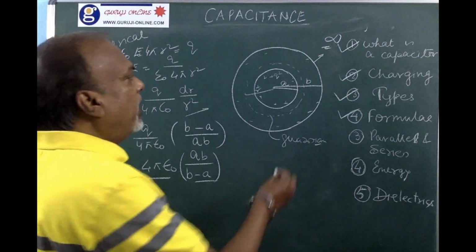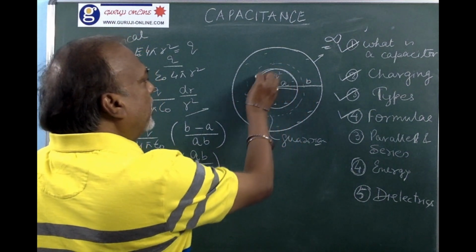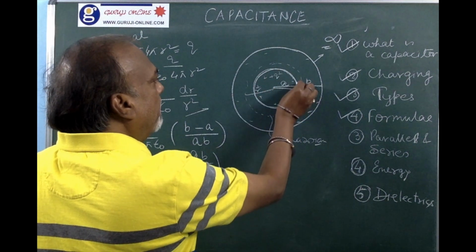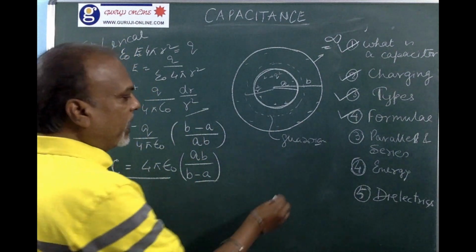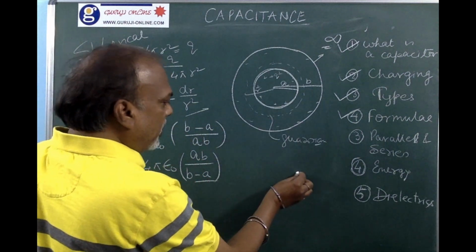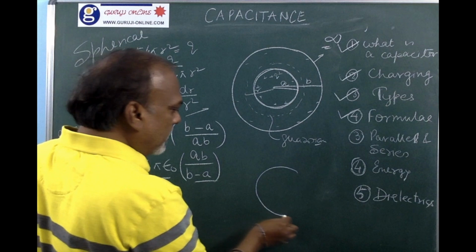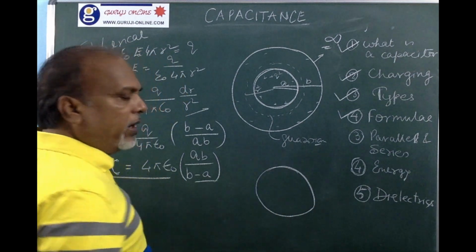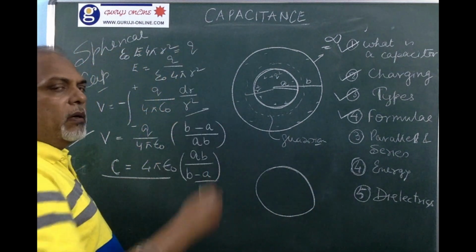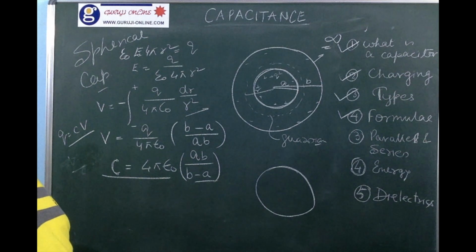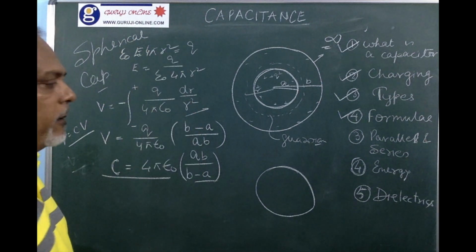What will remain? The inner sphere will remain. This is the example. Our Earth is like this. It is the inner sphere. The outer sphere is at infinity.